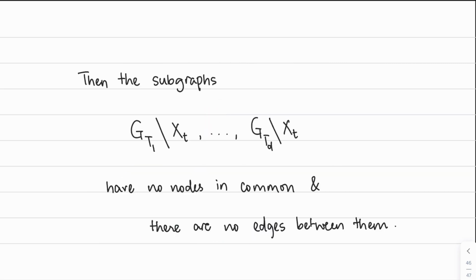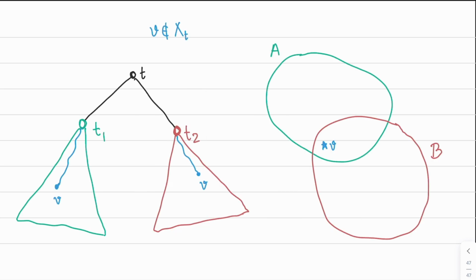The second subgraph would be GT2 minus xt, and so on. So I have these subgraphs here, one for each subtree that I get when I remove T from the tree of the tree decomposition. And the claim is that these subgraphs don't talk to each other. They're completely independent of each other. There are no vertices in common and there are no edges that go across. And again, I won't be proving this explicitly, but let me just give you some intuition for what might be going on. So let's say for simplicity that T just has two children, T1 and T2.